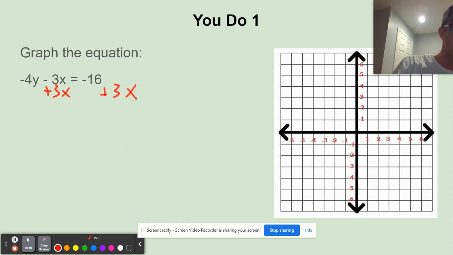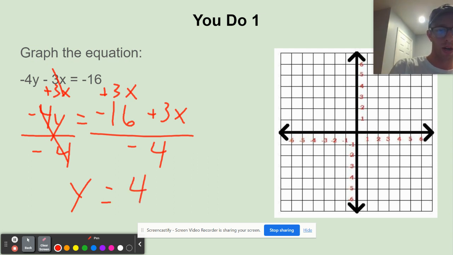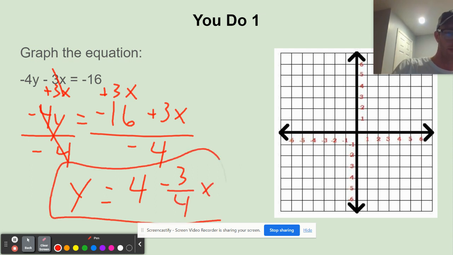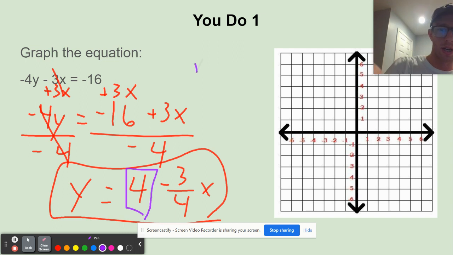To do that, I'm going to eliminate other terms, starting with that negative 3x. Negative 16 plus 3x. Can't combine those, they're not like terms. Divide both sides by negative 4. These cancel, and we'll have y equals negative 16 divided by negative 4 is 4. And I'll just leave this as negative 3/4 x. So here's the equation. Again, I have a constant, right? A constant that is b. So I have the slope and the y-intercept. The constant is 4. The slope is negative 3 over 4.